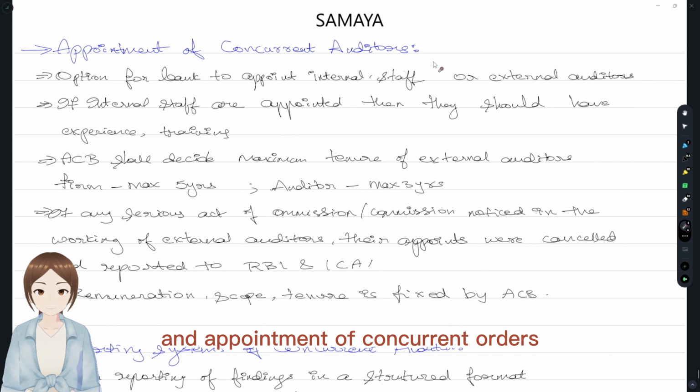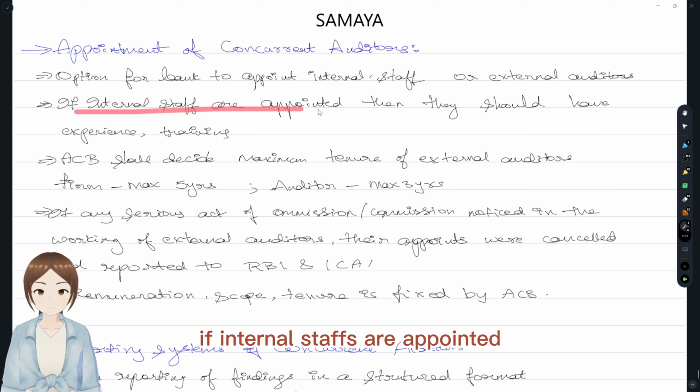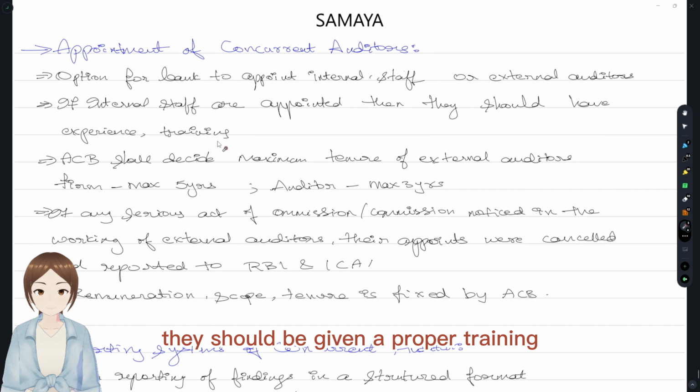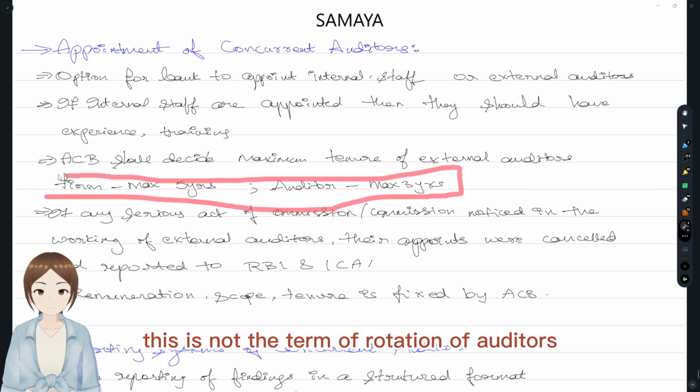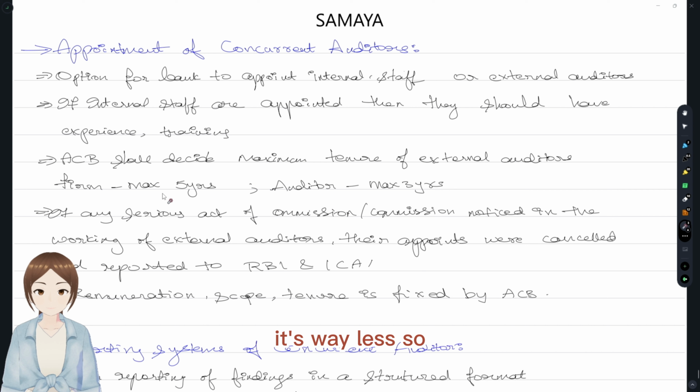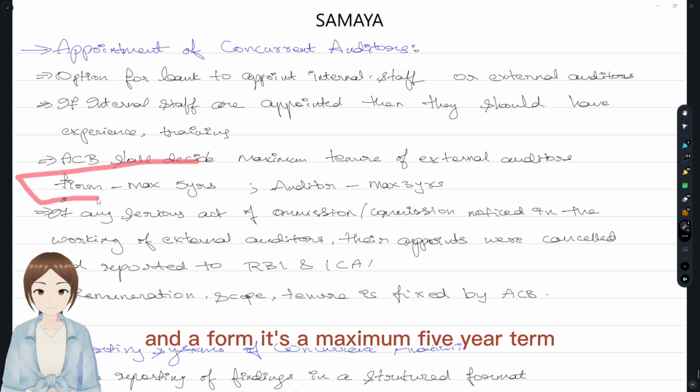And appointment of concurrent auditors. Who appoints them? It is at the option of the bank to appoint internal staff or external auditors. If internal staff are appointed, they should be given proper training and should have some experience. If externals are appointed, they need to have a maximum tenure, like a maximum of 5 years for a firm, and if it's an individual auditor, a maximum of 3 years. This is not the term of rotation of auditors. For concurrent auditors, it's way lesser. For a single auditor, it's a maximum of 3 years, and for a firm, a maximum 5-year term.